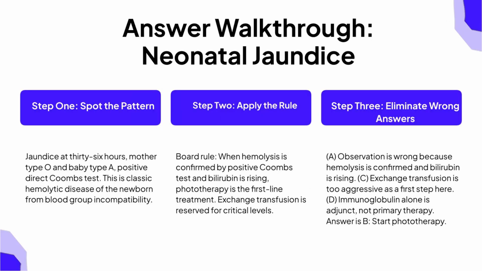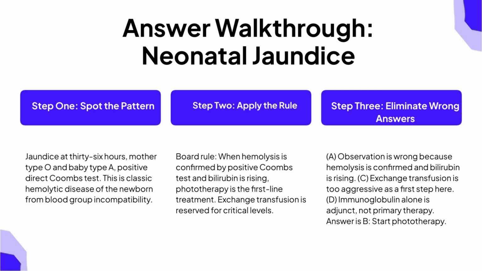Let us break this down step by step. Step 1. Spot the pattern. We have jaundice at 36 hours, which is within the first 2 days of life, making this pathologic. The mother is type O and baby is type A, which is the setup for hemolytic disease of the newborn. The positive direct Coombs test confirms maternal antibodies are coating the baby's red blood cells. Step 2. Apply the rule. When you have confirmed hemolytic jaundice with a rising bilirubin, phototherapy is your first-line treatment. Exchange transfusion is reserved for bilirubin reaching dangerous levels or when phototherapy fails.